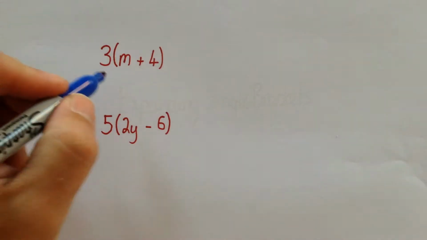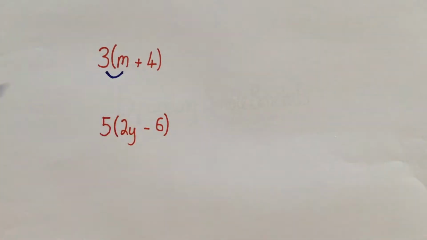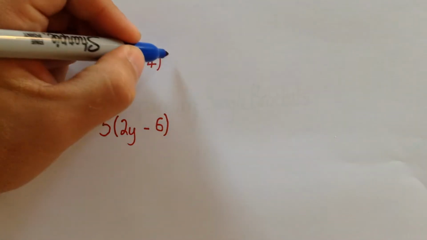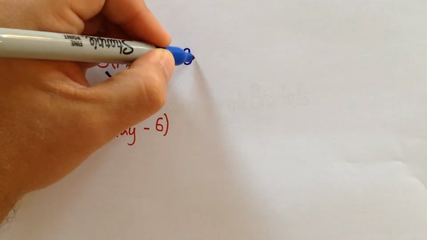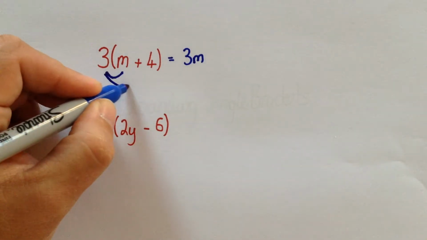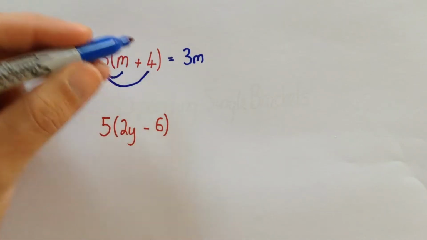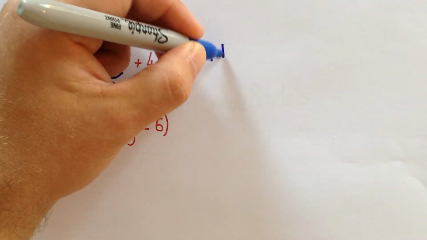So here, the tactic that I normally use is to do it in 2 steps. So 3 times m, we would write that as 3m. We would then need to multiply 3 and 4 together, in this case positive 4, look. So it'd be plus 12.